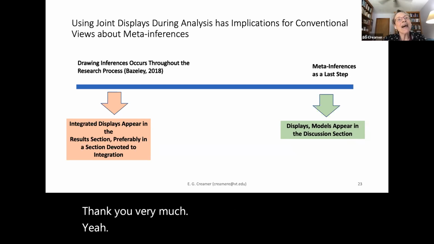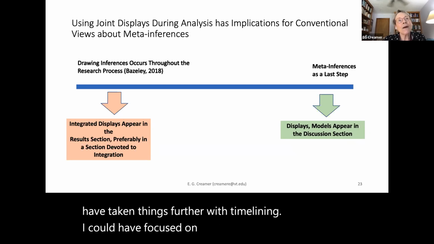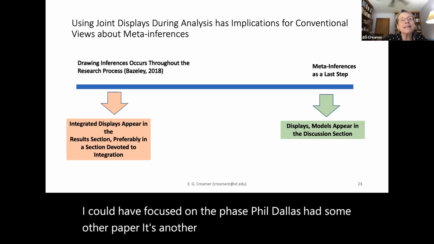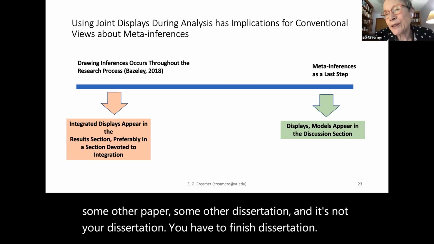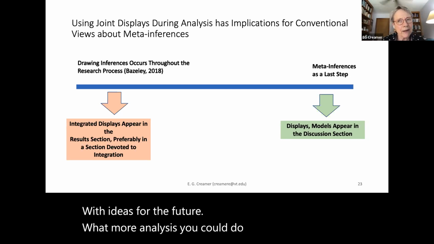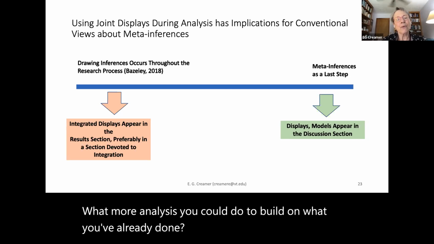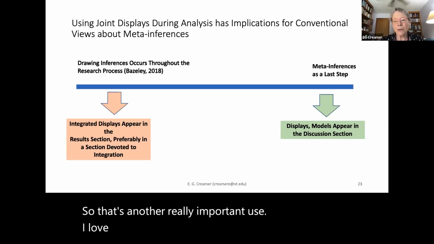Delith is commenting, I can see now how I could have taken things further with timelining. I could have focused on the phase. Well, Delith, that's another paper. It's another dissertation. It's not your dissertation. You have to finish your dissertation. It's ideas for the future, what more analysis you could do to build on what you've already done. So that's another really important use. I love the thinking that's starting to perk.